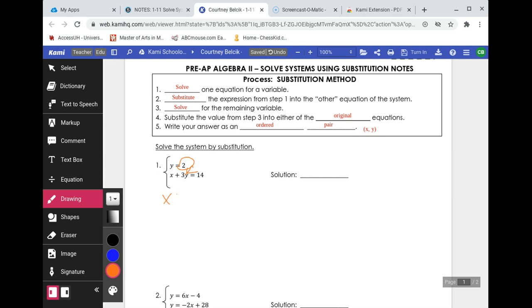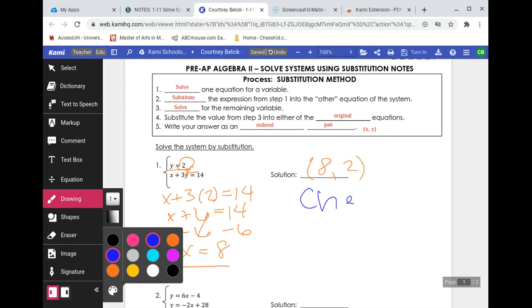So I have x plus 3 times not y, but now 2 equals 14. And I'm going to solve for x. So I need to multiply 3 times 2. 3 times 2 is 6. And I need to remove the constant. So I have x equals 14 minus 6, which is 8. So I have y equals 2 and x equals 8. And I can write my answer as an ordered pair, x comma y. So 8 comma 2.